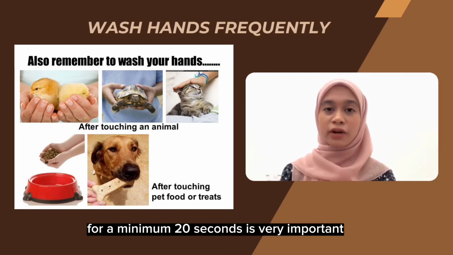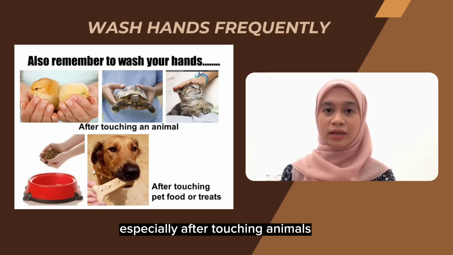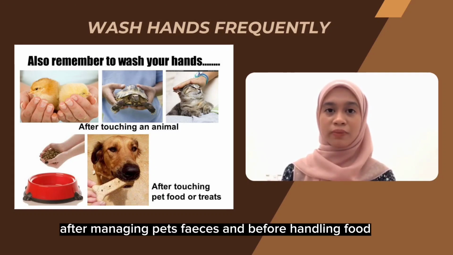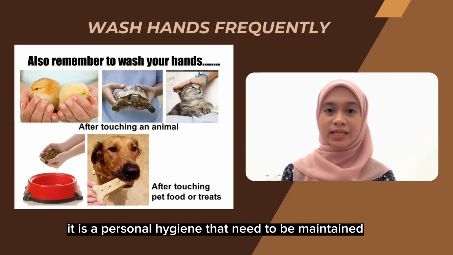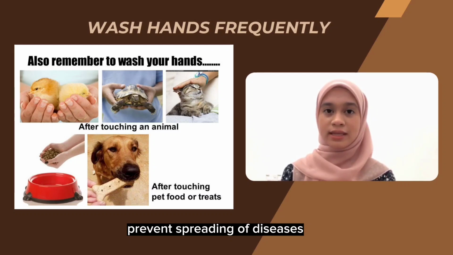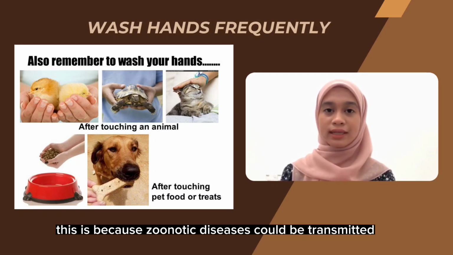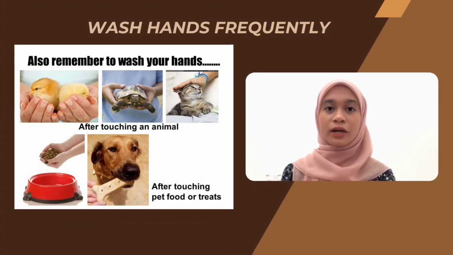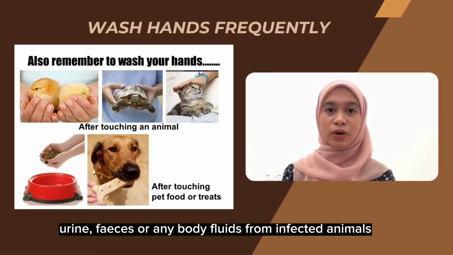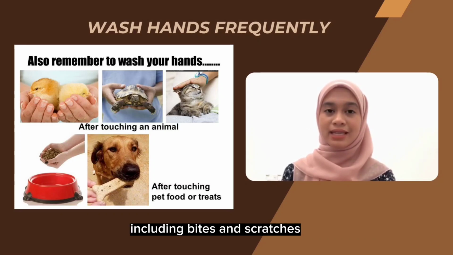Washing hands for a minimum of 20 seconds is very important, especially after touching animals, after managing pets' feces, and before handling food. It is a personal hygiene practice that needs to be maintained to prevent the spread of diseases. This is because zoonotic diseases could be transmitted through contact with saliva, urine, feces, or any body fluids from infected animals, including bites and scratches.